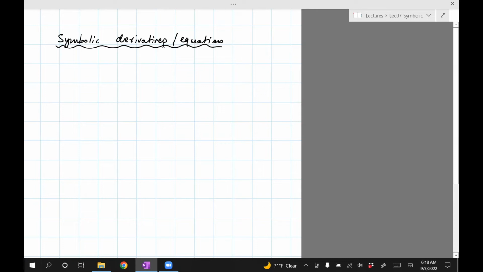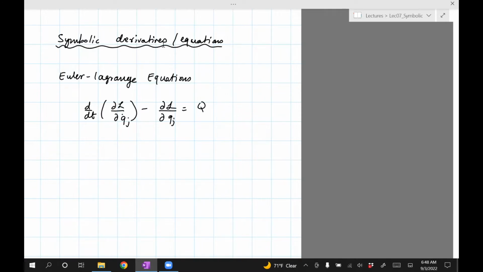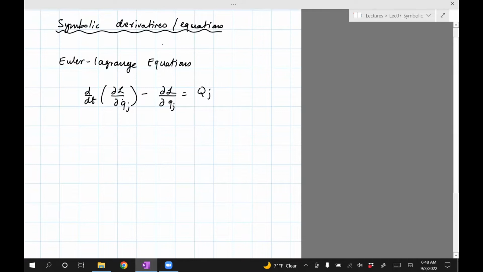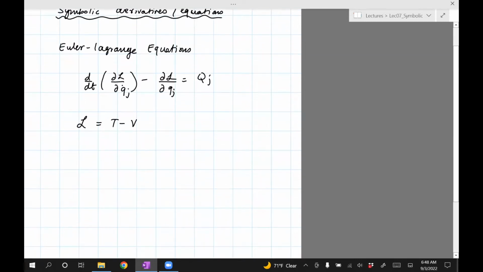So far, we have a method to compute the equations of motion, which is basically the Euler Lagrange equations. And they look something like this. Where the Lagrangian is T minus V, T being the kinetic energy and V is the potential energy.